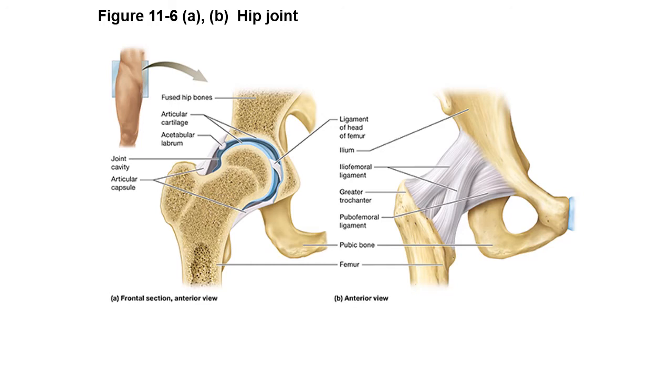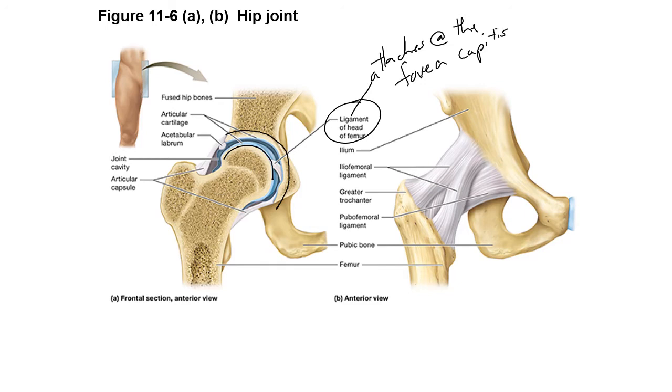So this is the hip joint. You have the ligament of the head of the femur, which holds the head of the femur into the acetabulum, and this attaches on the femur at the fovea, meaning small depression, capitis. So that's the fovea capitis, that spot right there on the femur.